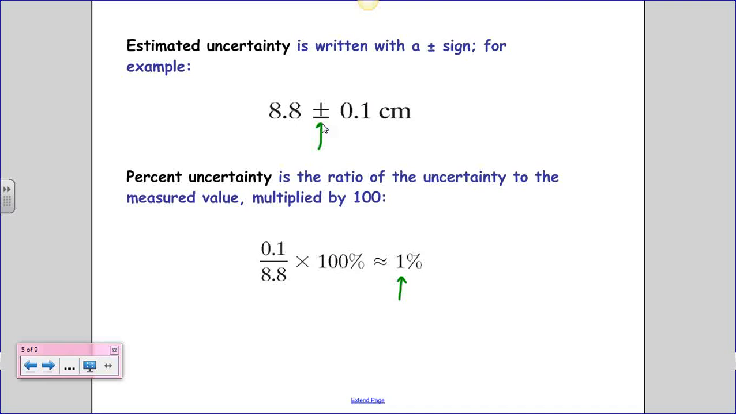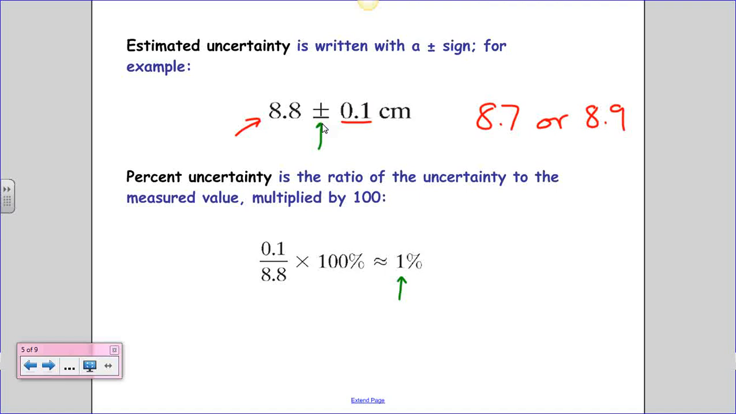So estimated uncertainty is when you take your measurement, in this case it was 8.8 centimeters, and we say give or take a certain amount. So in this case, it's give or take a millimeter, or 0.1 centimeters. So we write it as 8.8 plus or minus 0.1 centimeters. And that means it could be 8.7 or 8.9 or 8.8. It could be between any of those.